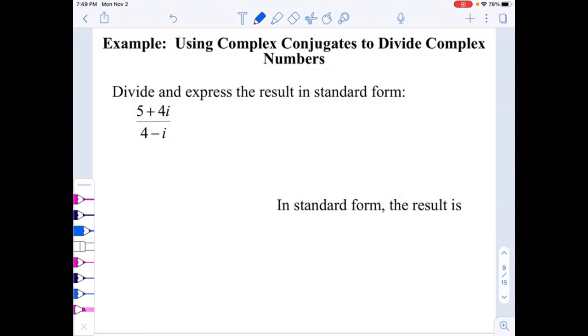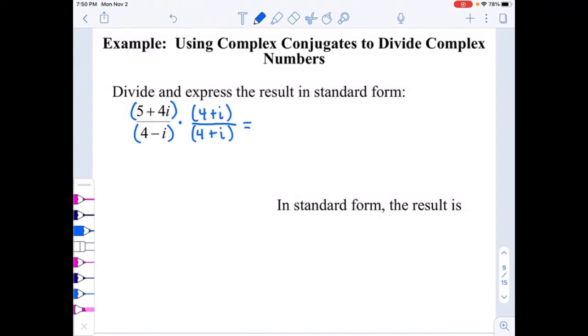It tells us to use complex conjugates to divide our complex numbers. So divide and express the result in standard form. We have 5 plus 4i being divided by 4 minus i. In order to undo the imaginary unit in the denominator, we need to multiply by the conjugate. So if we have a 4 minus i, we need to multiply by a 4 plus i. And whatever I do to the bottom, I also have to do to the top. In order to multiply by a value, that value has to be a 1. So we have to do a little FOILing on top and a little FOILing on the bottom.